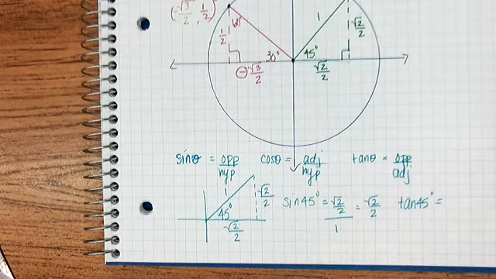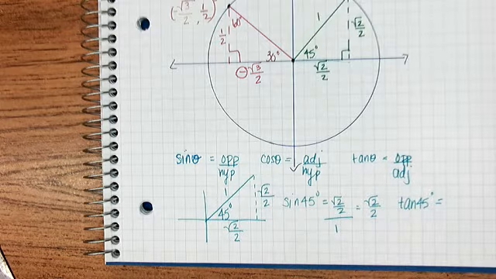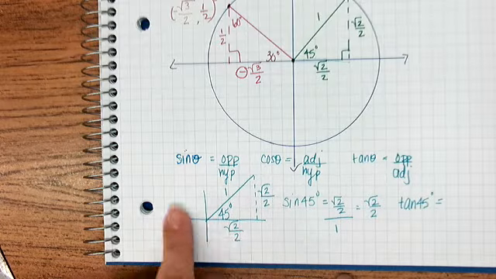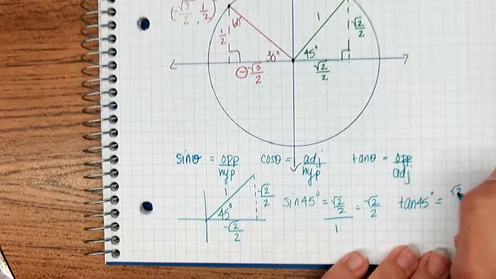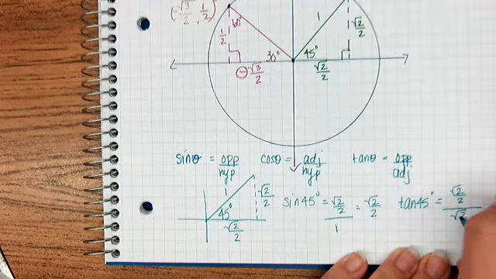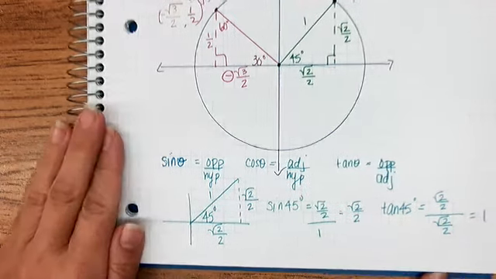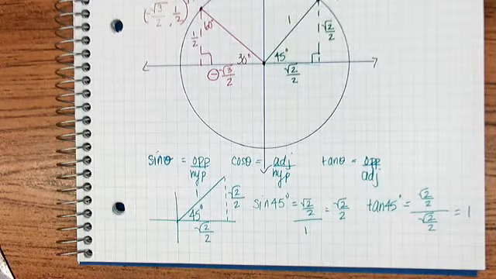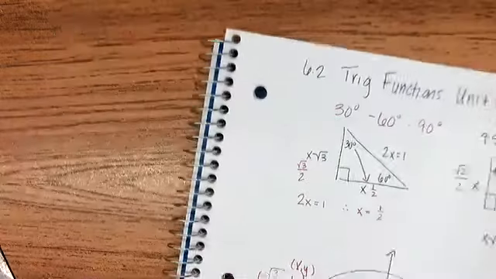Okay, the tangent is opposite over adjacent. You learned that in geometry or whatever it was that you learned it. In the 45-degree triangle, opposite is root 2 over 2 over adjacent, which is root 2 over 2, which is 1. When Ms. Babiak, you said I wasn't going to have to draw the triangle anymore. And you're not.